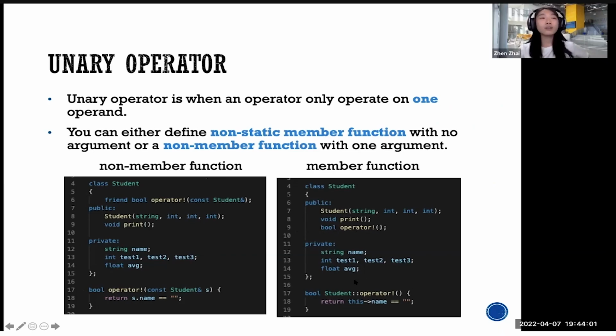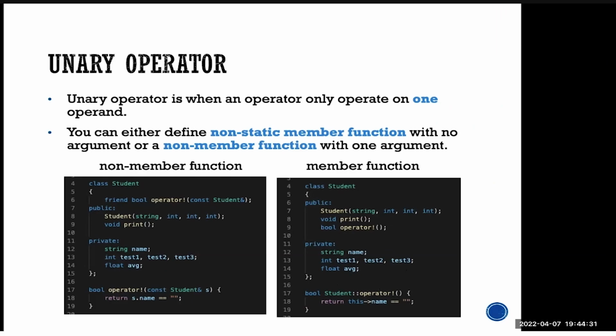Also, if you look at the definition here, on the right at line 17, I have the student scope, operator not. Versus on the left at line 17, I don't have the student scope. It's just operator not, just the function. So the right one is telling you that this function belongs to student. That's why I have the student colon here. So that's also another difference between member and non-member.